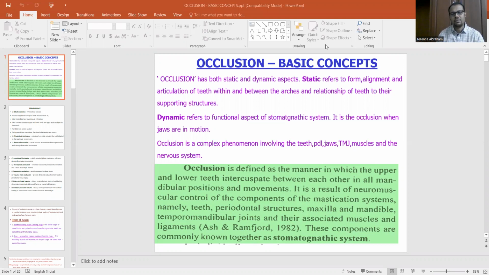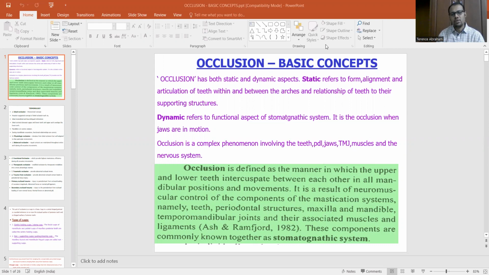Static refers to the form, alignment and articulation of teeth within and between the arches, and the relationship of teeth to the supporting structures. And dynamic refers to the functional aspect of the stomatognathic system. It is the occlusion when the jaws are in motion. So basically, dynamic occlusion is the relation between upper and lower teeth when the jaws are in motion. And static occlusion means when the jaws are in a stationary situation.